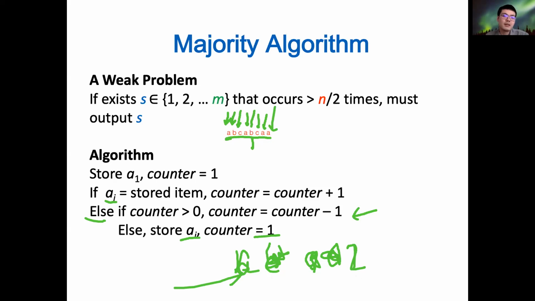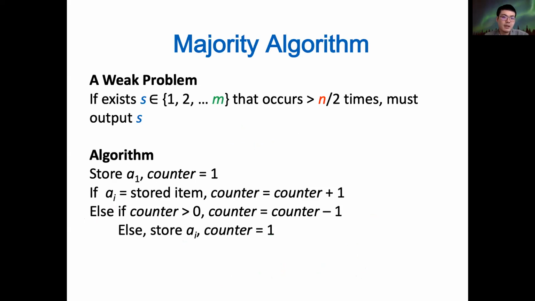Who can tell me why this is correct? Here we are just going through a particular example, looking nice. But how do you know that for any data stream, this will return the majority if there's a majority? Who can tell me?